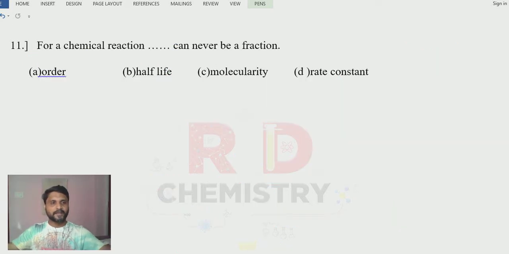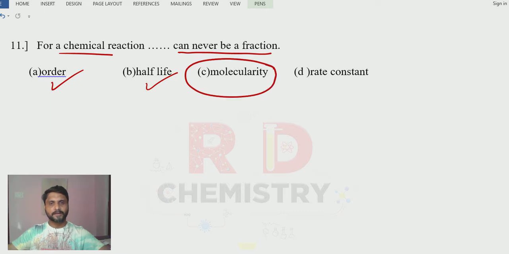Question number 11. For a chemical reaction, which can never be a fraction? Order can be a fraction, order can be 0, half-life can be an integer, and it can be a fraction also, but molecularity is always a whole number. The answer is option number 3. Molecularity can never be a fraction. Rate constant can be a fraction also. So the answer is option number C.